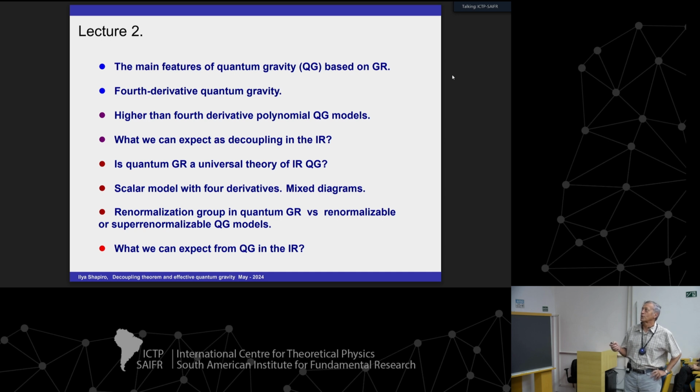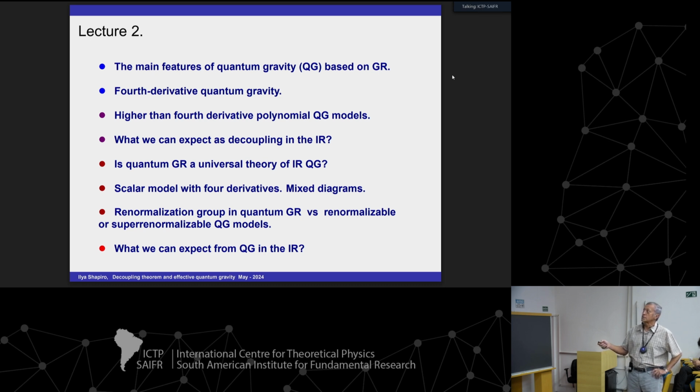Concentrate on the toy model. So I will first say about some features of quantum gravity based on generativity, then discuss four derivative quantum gravity. Maybe I did not put it here, but I will discuss some problem of ghosts from what we think in our group, me and my collaborator.